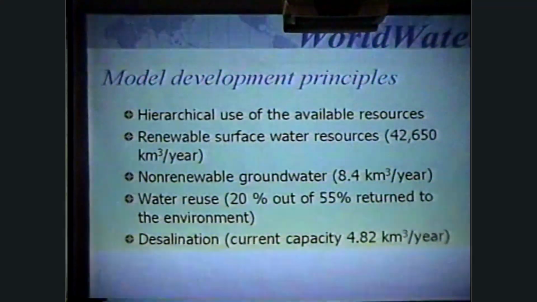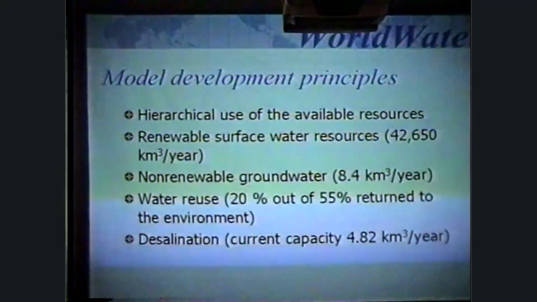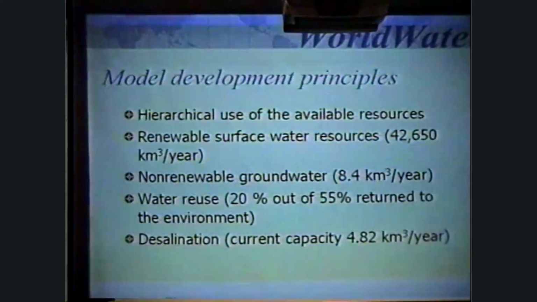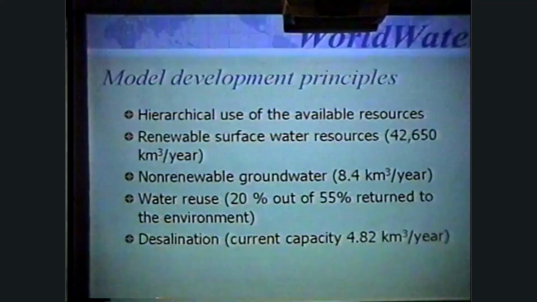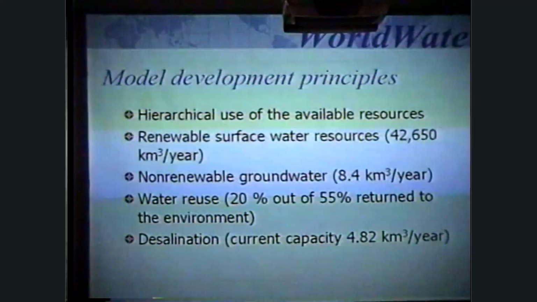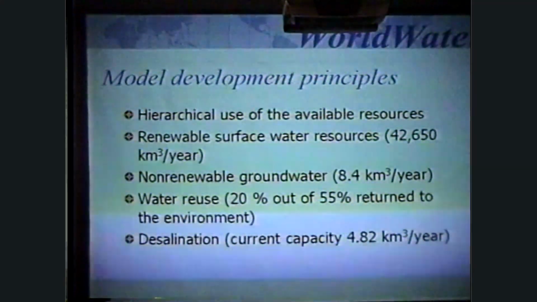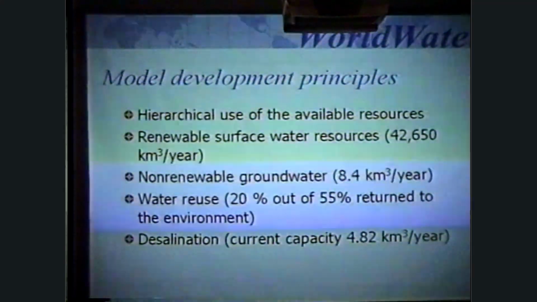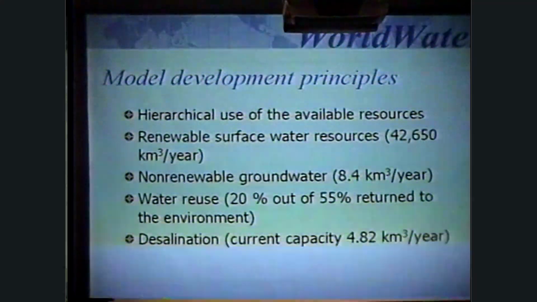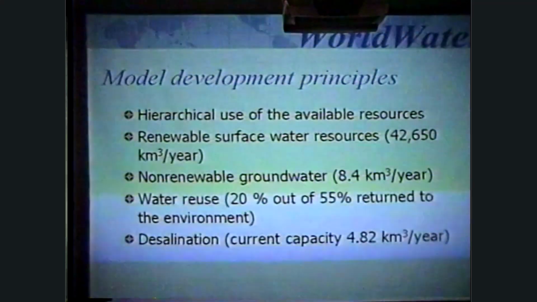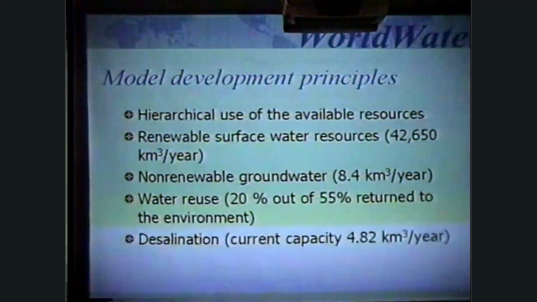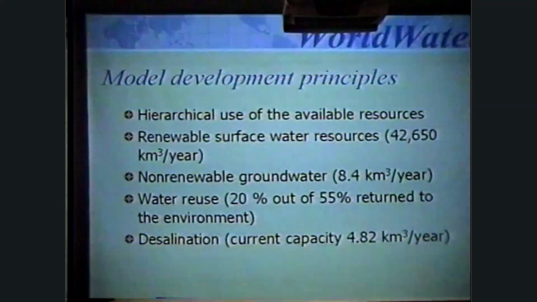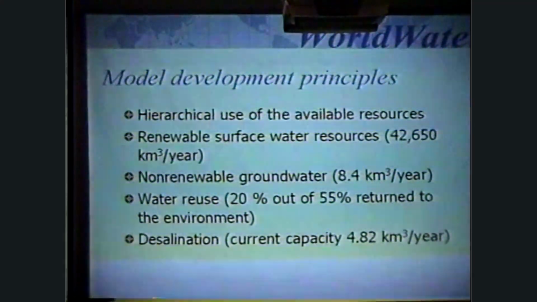Water reuse as a third level, which I am incorporating in this hierarchy of use, where the variety of water reuse rates is condensed into a simple number of 20%, which I am considering to be something like an average from the current reuse rates in different countries. But the numbers vary between 7, 8, and 50, let's say 55 in Israel, and so on.